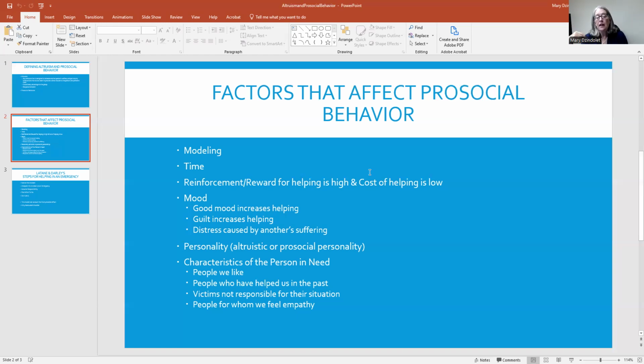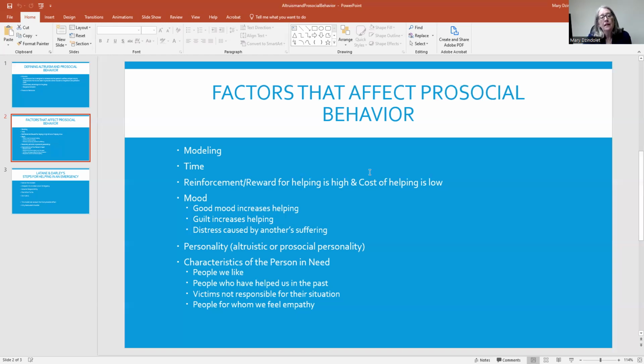We're also more likely to help people that have helped us in the past. That reciprocity we talked about, reciprocating, really does play a role. If someone helped me when I was down and out, and now they're down and out, I'm going to be more likely to help them.